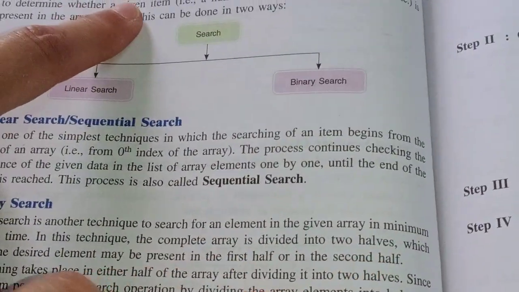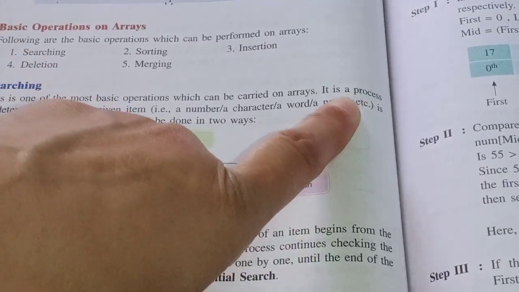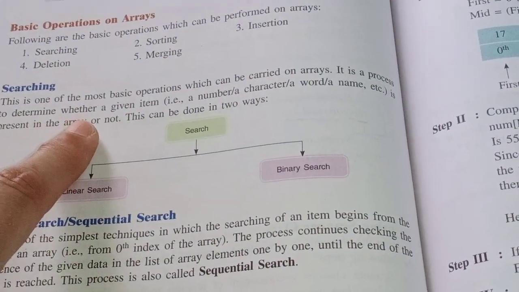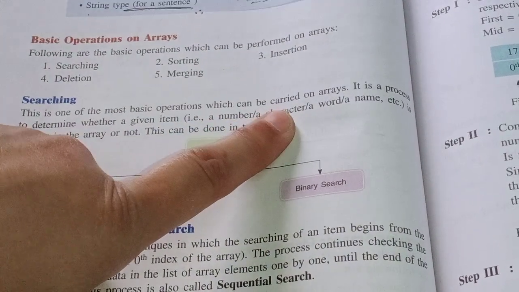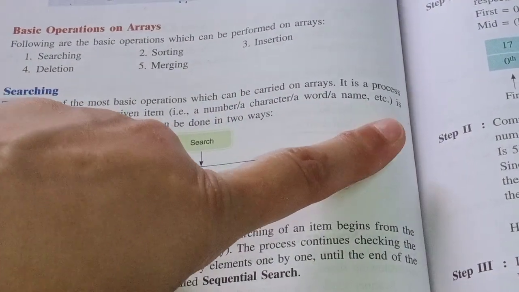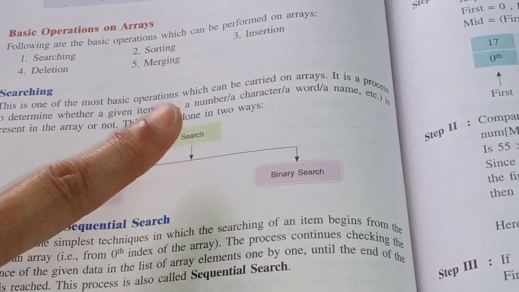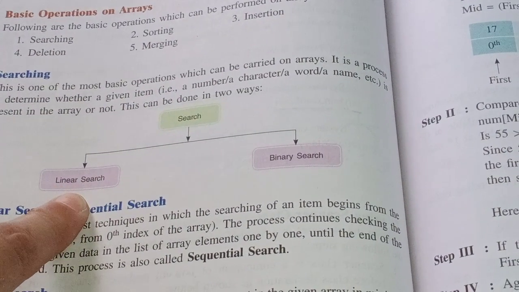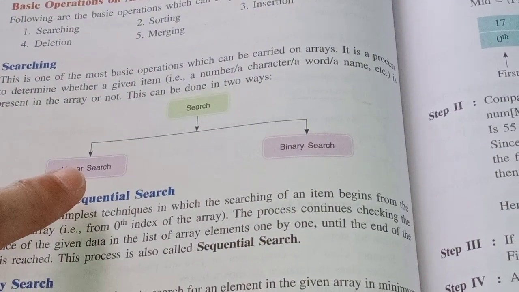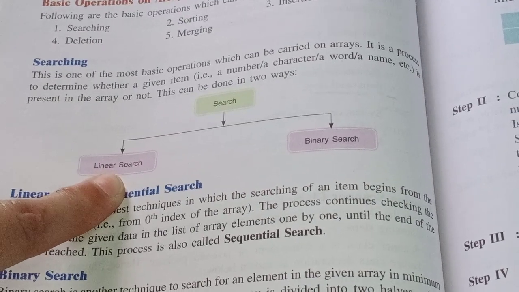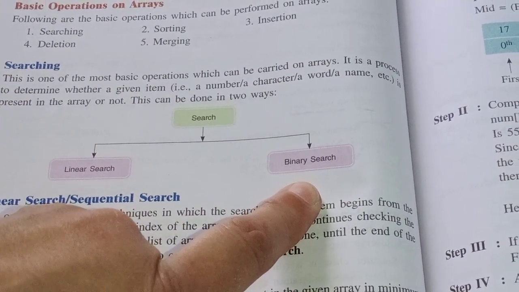So this is one of the most basic operations which can be carried on arrays. It is a process to determine whether a given item, it can be a number, a character, a word, a name, etc., is present in the array or not. This can be done in 2 ways: linear search and binary search. Linear search is a different technique to search an array element in the array, and binary is a different technique.